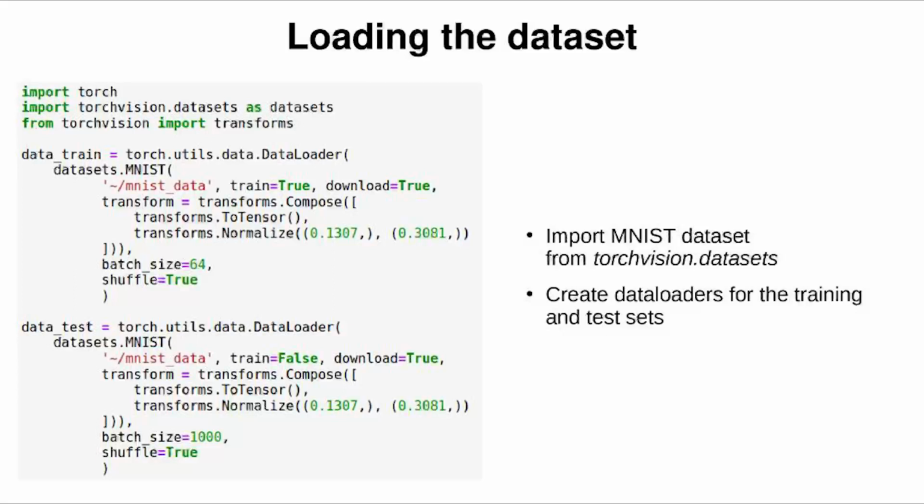Each loaded training or test sample is then converted to a PyTorch tensor and normalized. For training, we use a batch size of 64 randomly selected images from the training set of the MNIST dataset, shuffle equals true. For testing, we use a batch size of 1000 randomly selected images from the test set of the MNIST dataset.